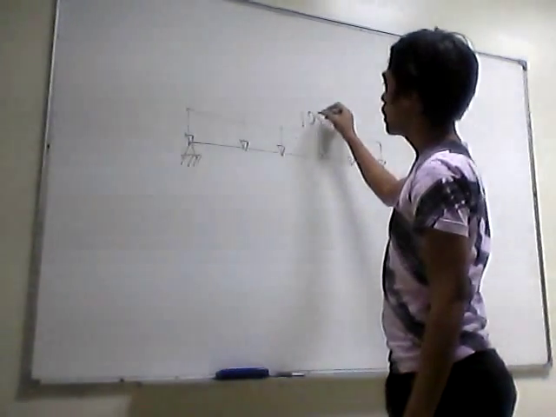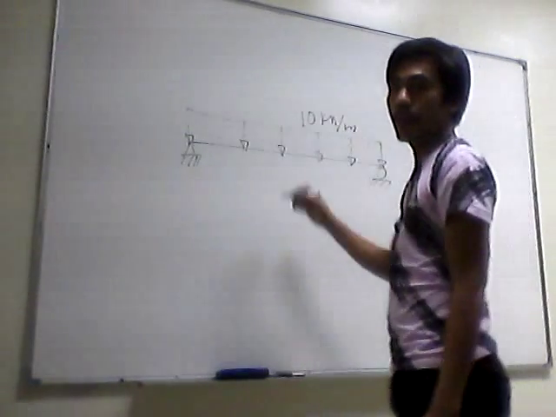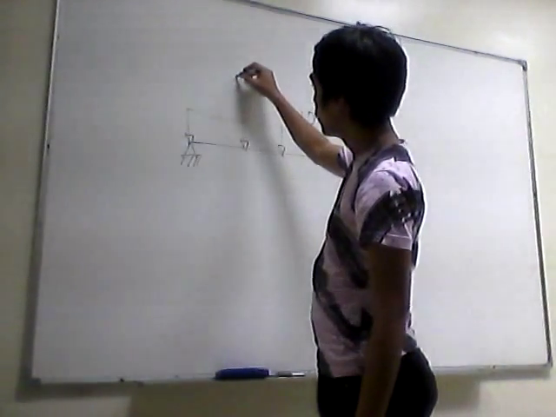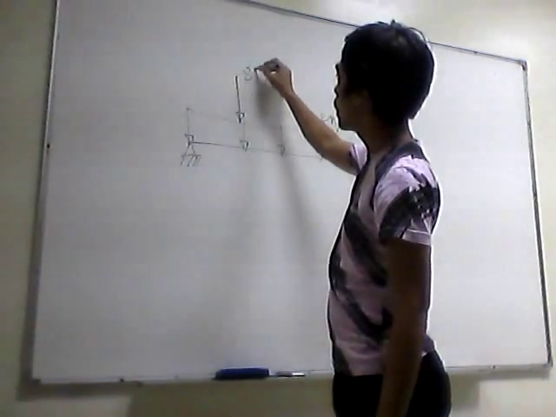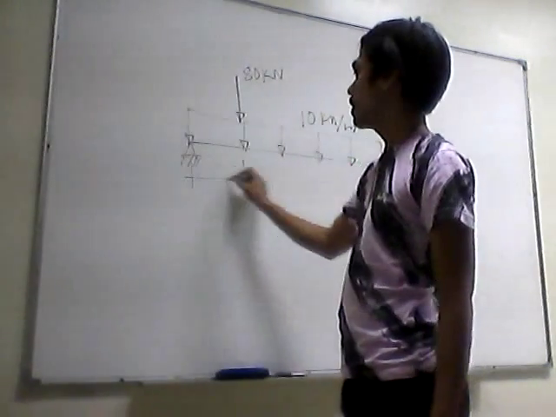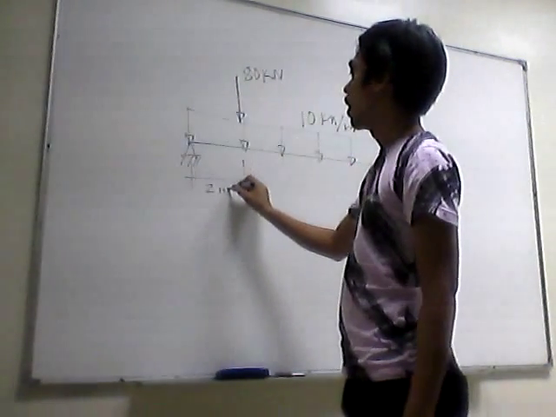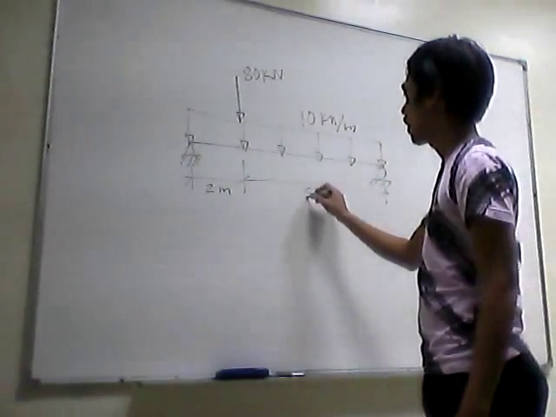Okay, let's say this is 10 kilonewton per meter, and then we have one concentrated load here. Let's say this is 80 kilonewton at 2 meters. Let's say the span is 8 meters.